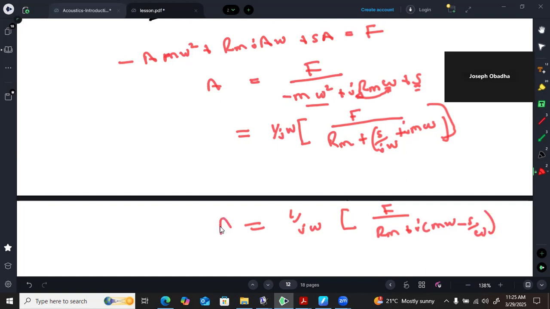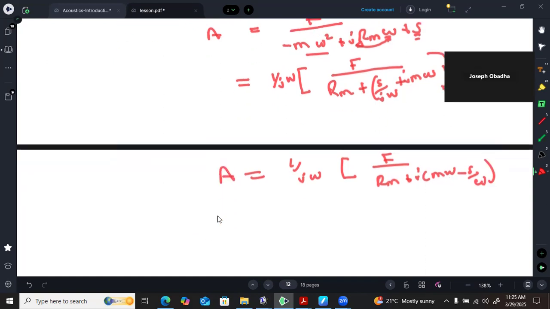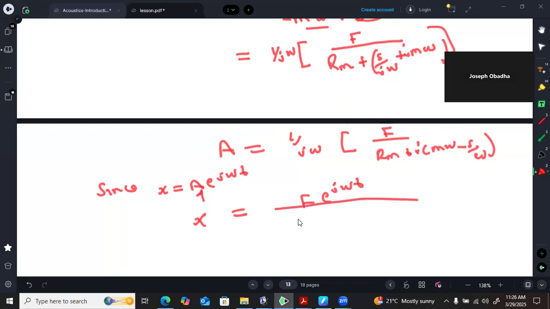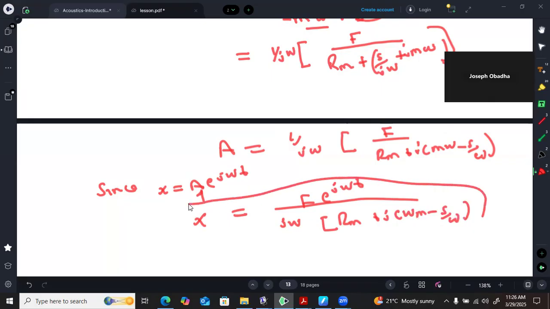So A is equal to this. This means that if I substitute it, since we had x equal to A e^(jωt), I can now have x equal to F e^(jωt), because now we are substituting for A, over jω into Rm plus j into ωm minus s over ω. So this is the expression for the displacement.